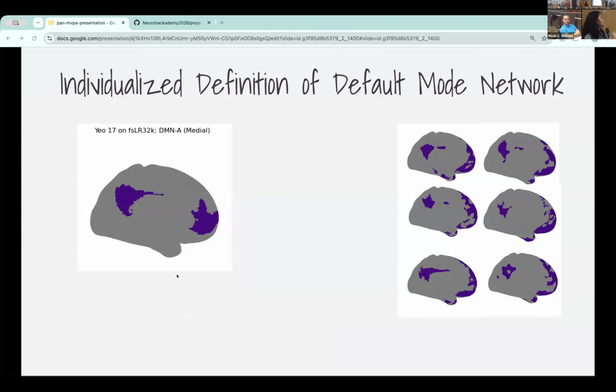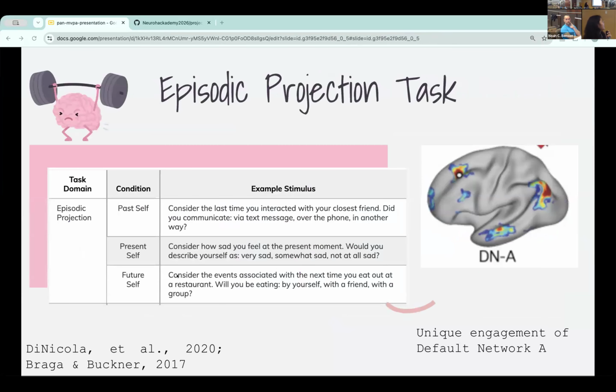On the left-hand side is the canonical definition of DMN A. On the right-hand side is the definition of individualized DMN A across 6 different participants. Just visually scanning through it, we can see that there is variance. And our big question is, who will win, the canonical or the individualized? And we'll pass it to Kari.